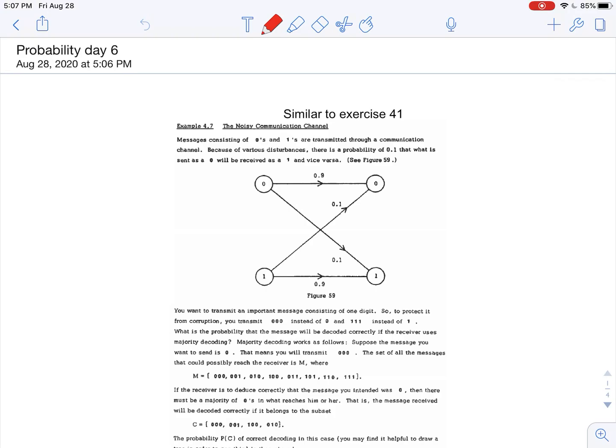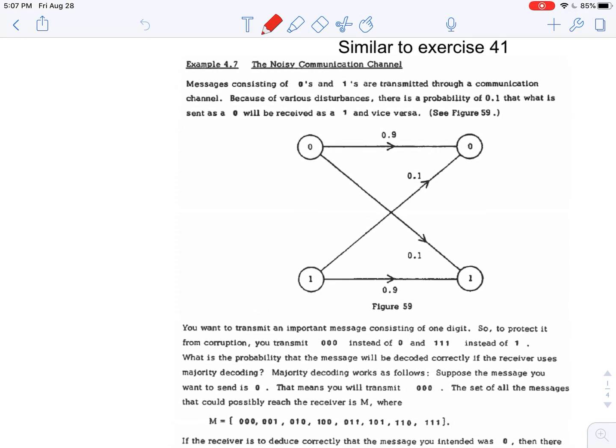Today I'm asking you to complete exercises 41 through 46, and I would tell you right away, this first exercise, similar to exercise 41, these problems are based on a little something we're going to call the counting principle.